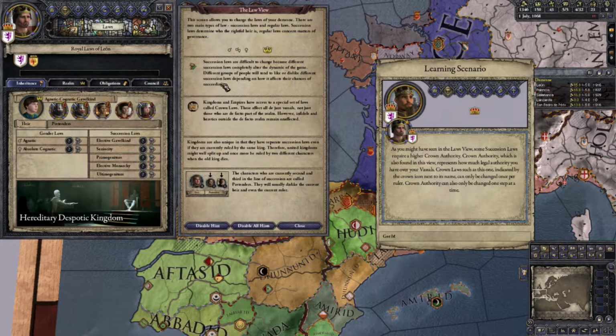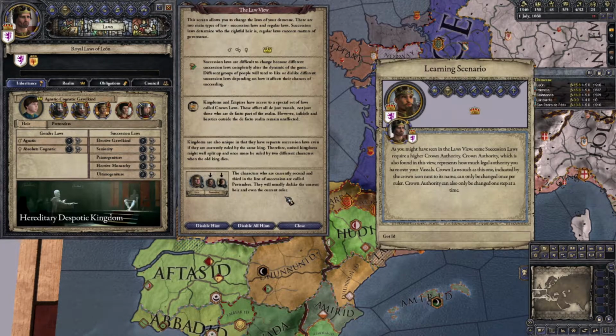Oh my. Succession laws are difficult to change because different succession laws completely alter the dynamic of the game. Different groups of people will tend to like or dislike different succession laws, depending on how it affects their chances of succeeding. Kingdoms and empires have access to a specific special set of laws called crown laws. Crown laws affect all the de jure vassals and not just those who are the de facto part of the realm. However, infidels and heretics outside of the de facto realm remain unaffected.